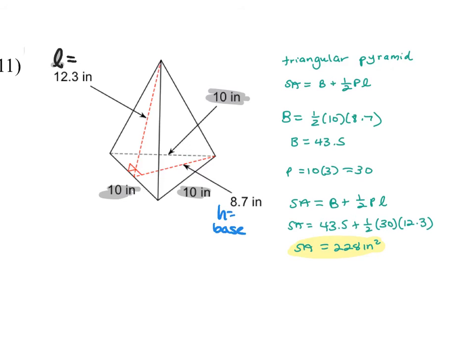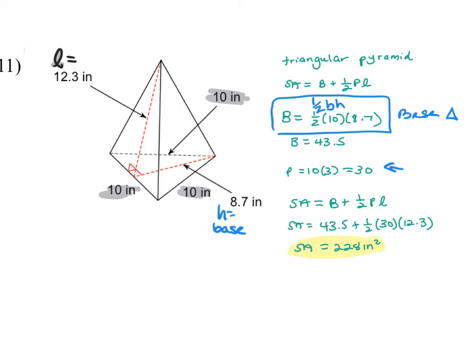So I need to find the area of the base. Again, it's 1/2 base times height, so this is the base triangle area. 1/2 times 10 times 8.7 is 43.5. I need to find the perimeter of the base. Each side is 10, 3 sides in a triangle, so the perimeter is 30.